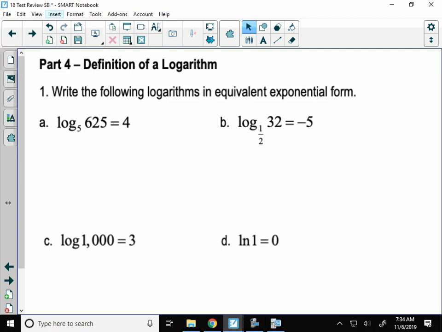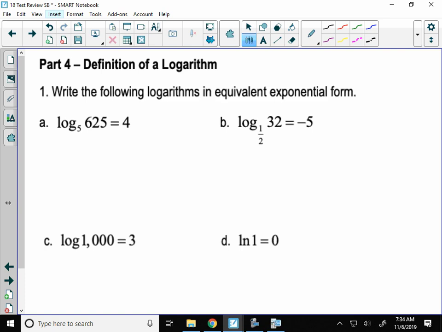All right, part 4 is the definition of a logarithm. The first couple questions here, 1 and 2, should be simple. You're just using the definition, which we used in the multiple choice part. So here we have log base 5 of 625 equals 4. I'm writing this in equivalent exponential form.